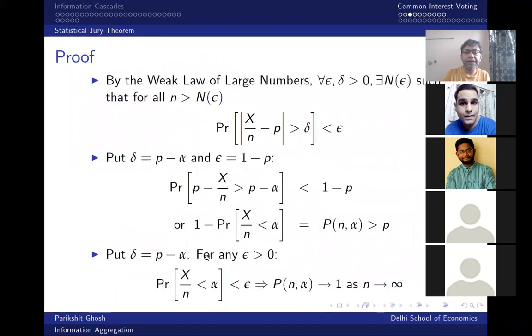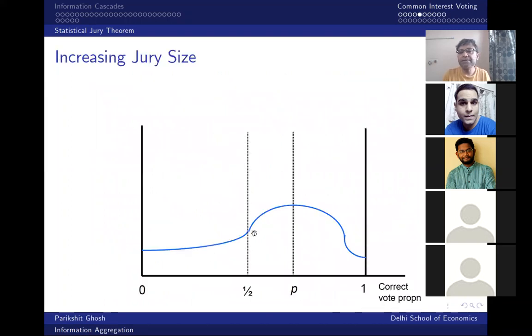So let me give you an idea of why this is true, right? There's a formal proof on the next slide. Let me skip that. I'll give you the idea. Basically, this is being driven by the law of large numbers, the weak law of large numbers, let's say. It's the weak law of large numbers weaving its magic in this voting context.